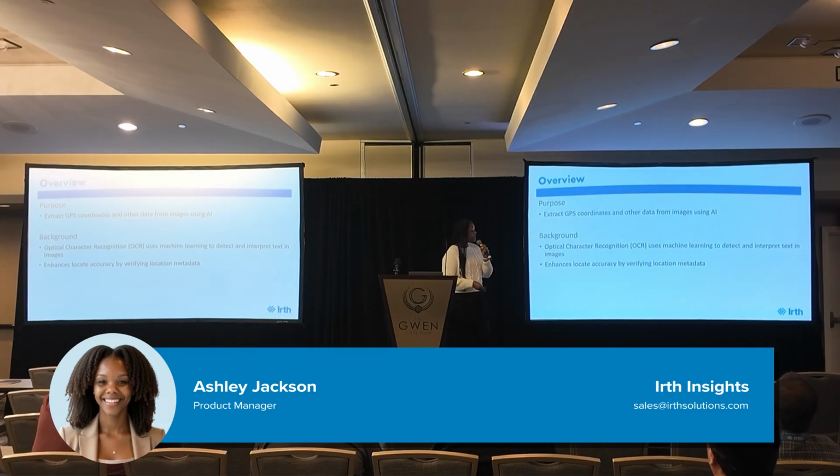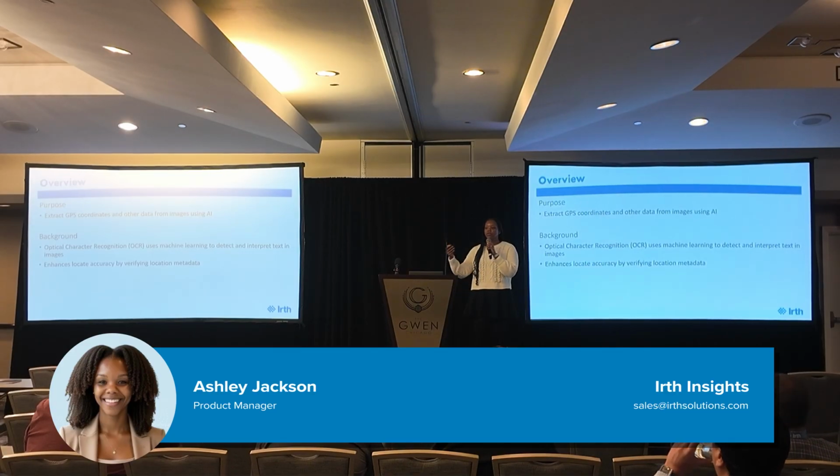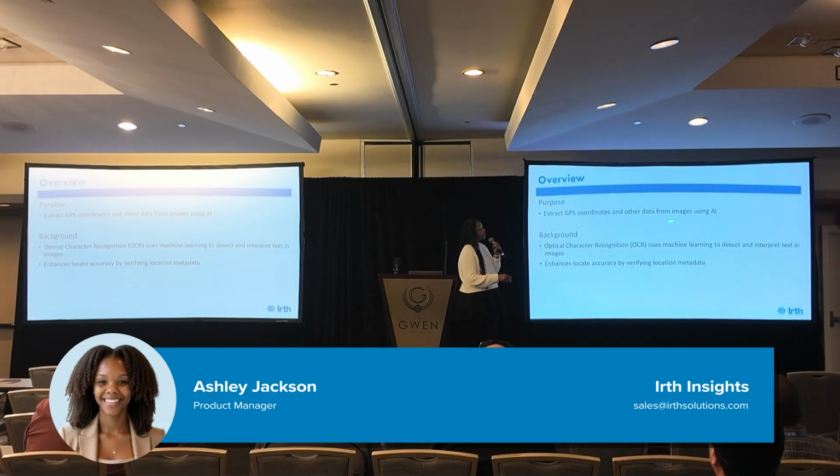But we're not actually talking about any text and what that is being reviewed as. So we're looking to enhance locate accuracy by verifying that location metadata. Now mind you, this is a very good example of Earth using its own data to then provide you with more value. We're already receiving that GPS information. We already get the lat long. This is just using that to make it more accurate for you. And then we're extracting those GPS coordinates and other data from the images using AI.